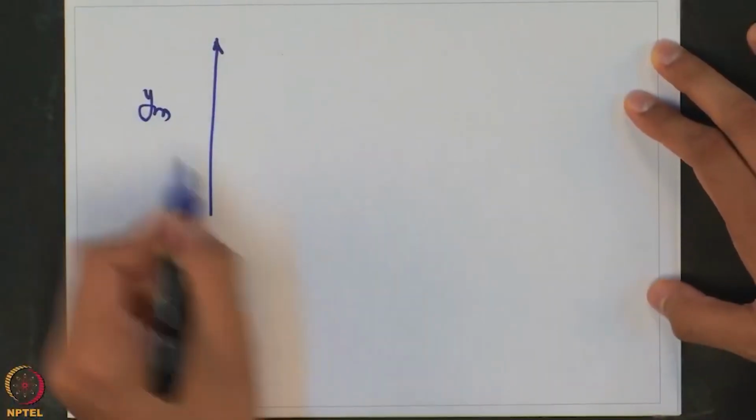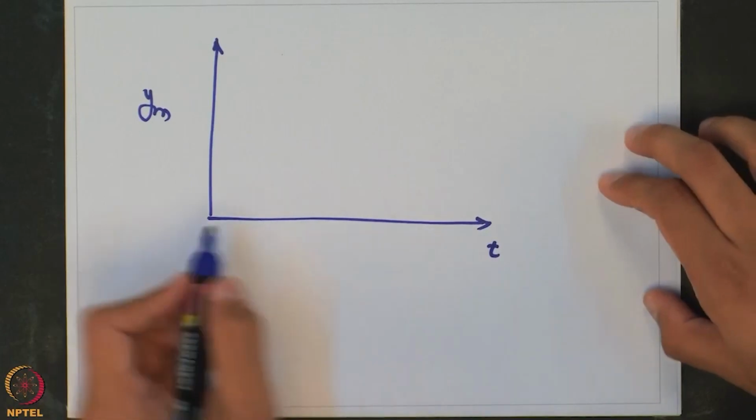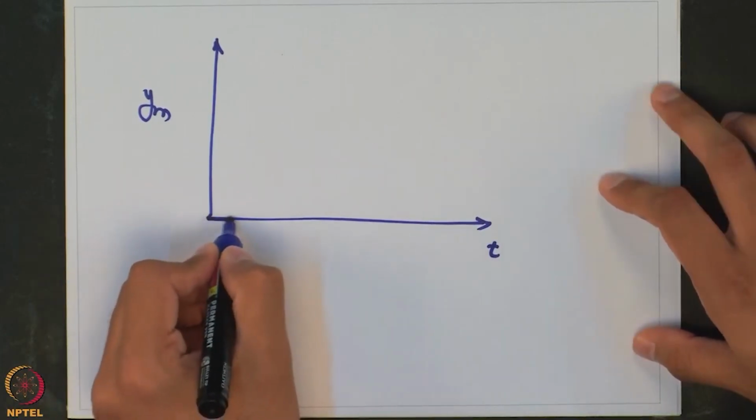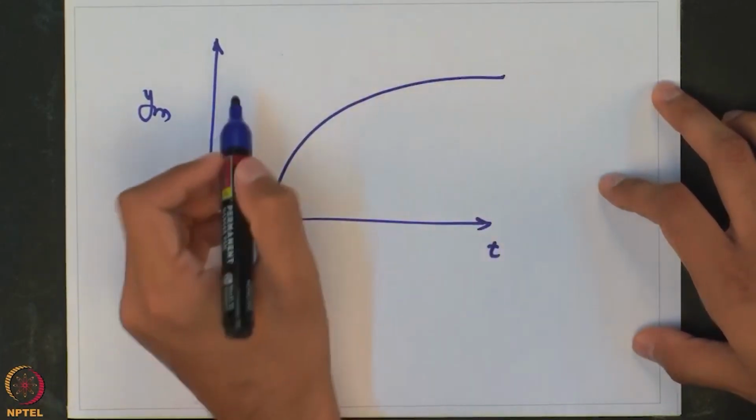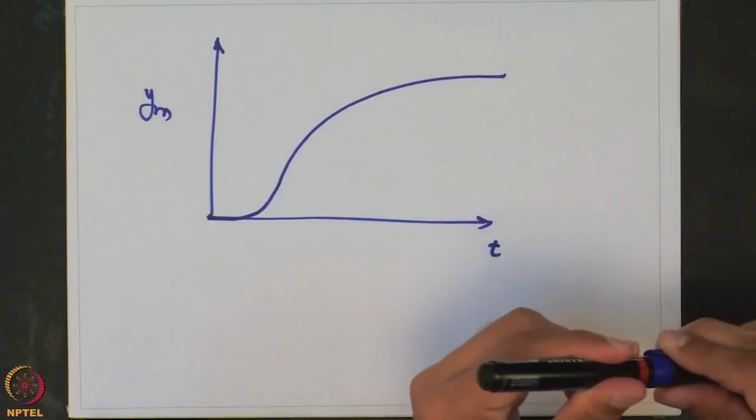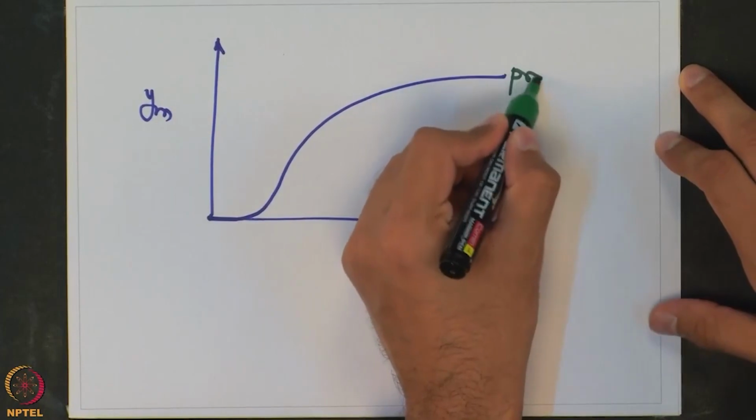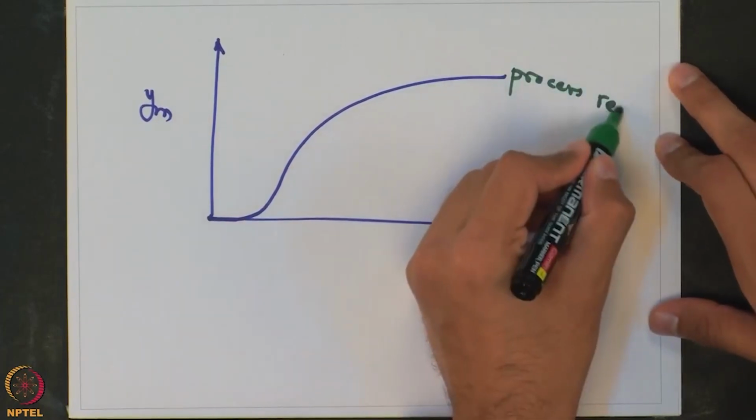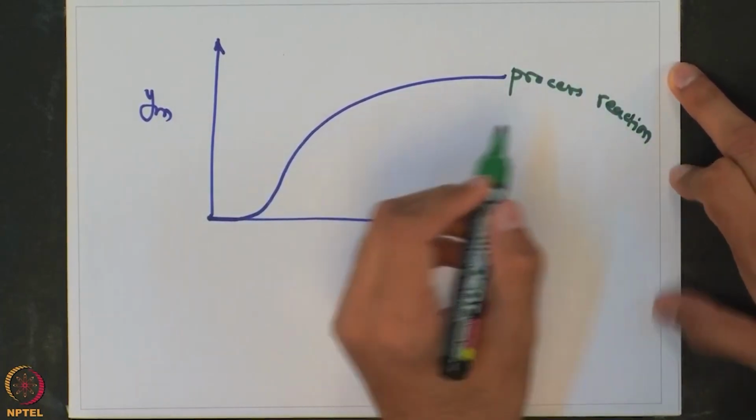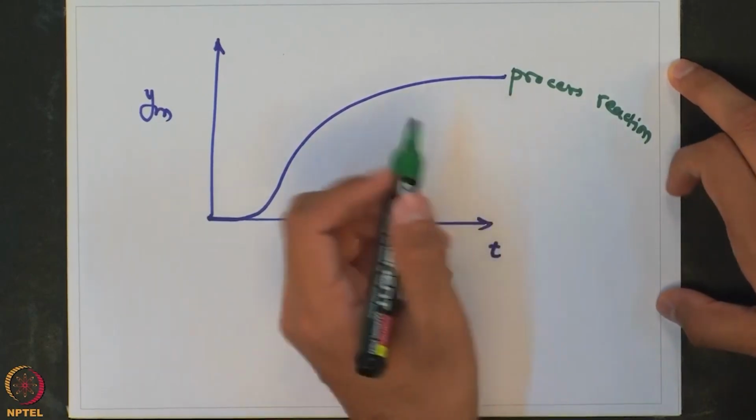So we have already seen how you do this. Okay, so let us say this particular response looks like this. Depending on a very general process, the response will look like this. This response is known as the process reaction curve. This is how the process reacts to the testing.